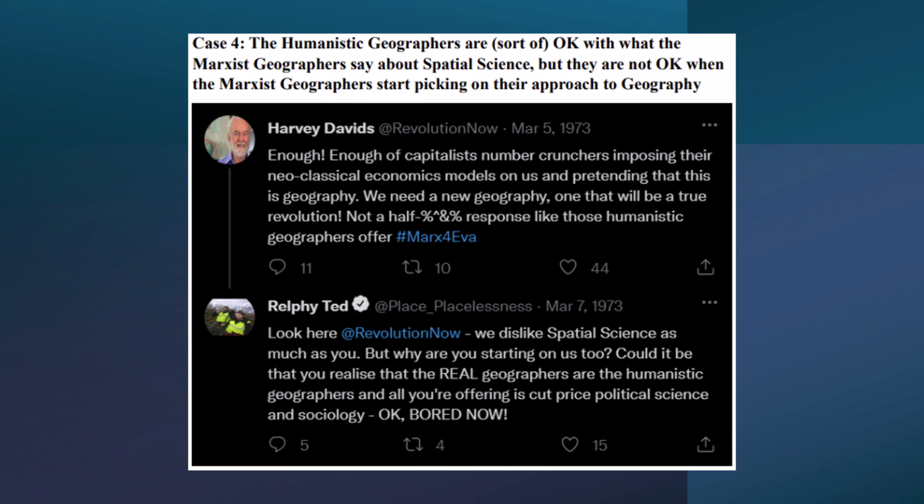Maybe not a kind of kumbaya holding hands at the end of it, but some sort of mild agreement between the two of them. So what might Marxist Jorvers and humanistic Jorvers agree on? Or in another option, what might regional Jorvers and spatial scientists agree on? It mightn't be agreeing on things to do with their approaches, but they might have a common enemy with one of the other approaches. So hopefully you get that.